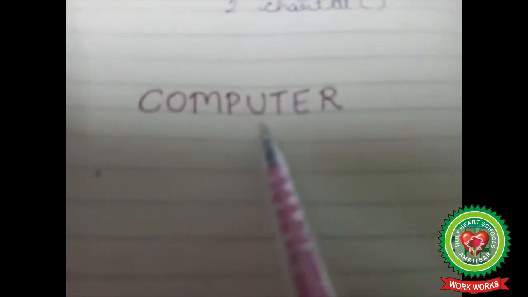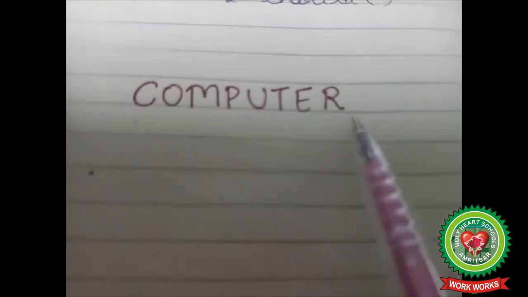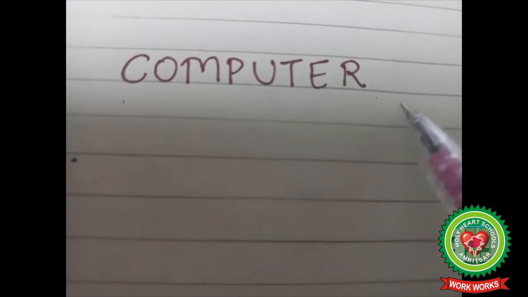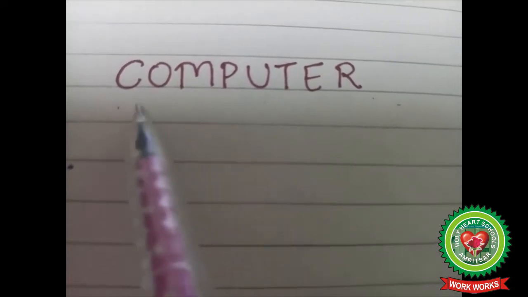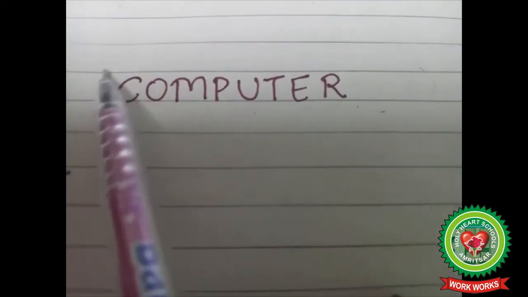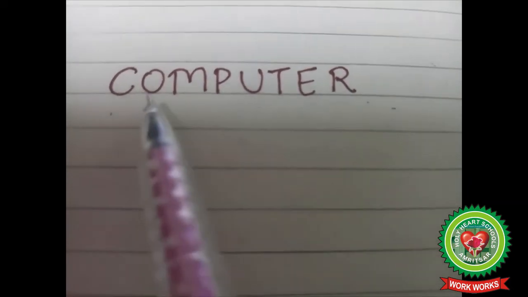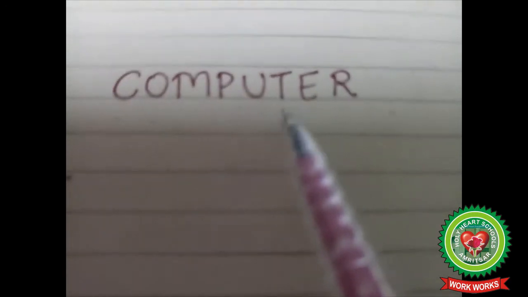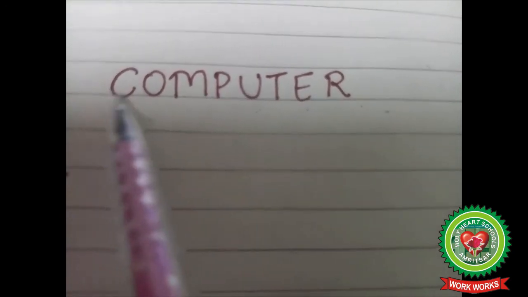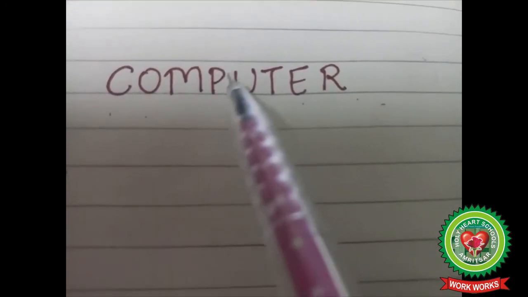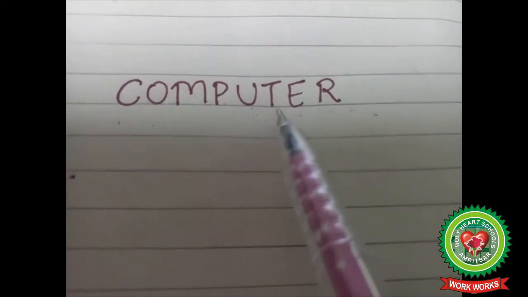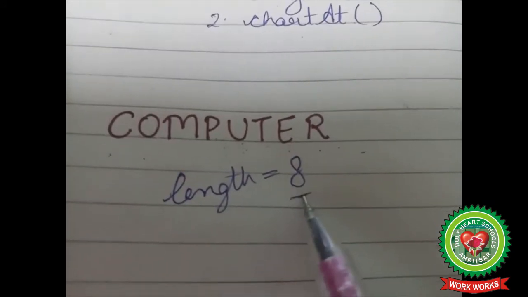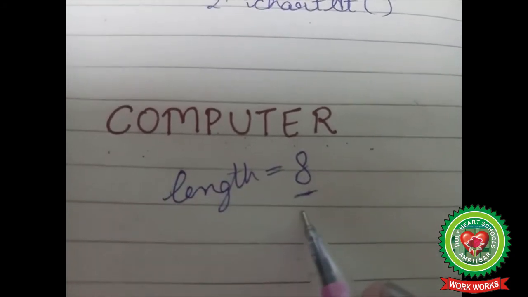Let's do it with an example. Here a string is "computer". You all know what a string is? Yes, a group of characters. So, we are going to find the length of this string. For that, I'm going to count the number of characters in this string. So, 1, 2, 3, 4, 5, 6, 7, 8. So, what is the length of the string? 8, as the string contains 8 characters.